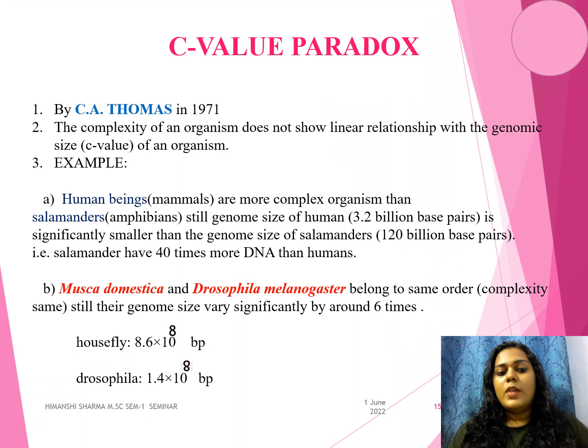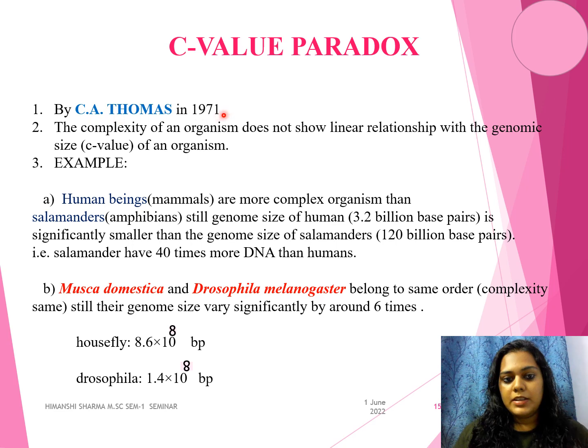Now, what is the C value paradox? It was given by C.A. Thomas in 1971, and it shows that the complexity of an organism does not show a linear relationship with the genomic size of an organism. An example is human beings. As we know, human beings are obviously more complex than salamanders, that is amphibians. Still, the genome size of humans is 3.2 billion base pairs, whereas in salamander the genome size is 120 billion base pairs. That is, salamanders have 40 times more DNA than humans.